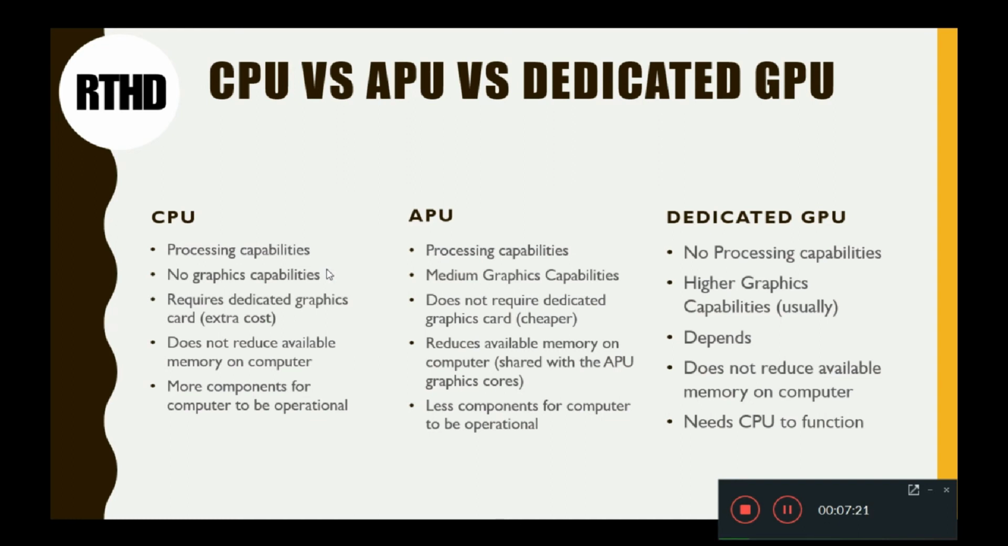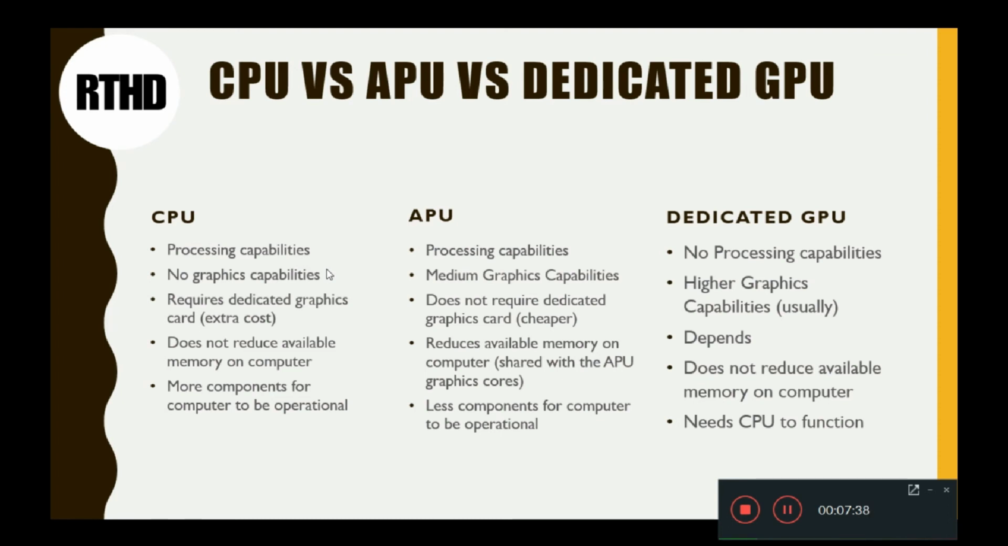With a dedicated GPU card, it will not use up the random access memory, because it usually comes with its own memory, and so that's a good thing about having a dedicated GPU.